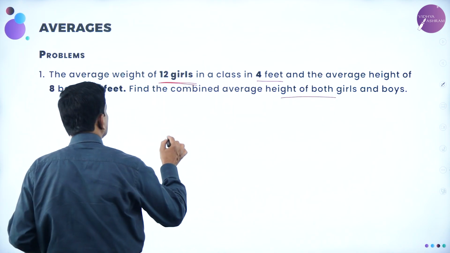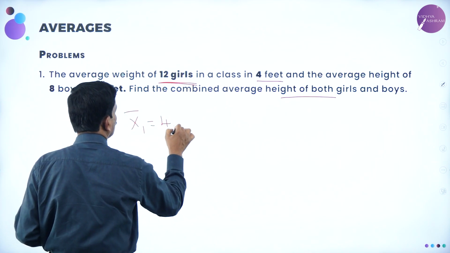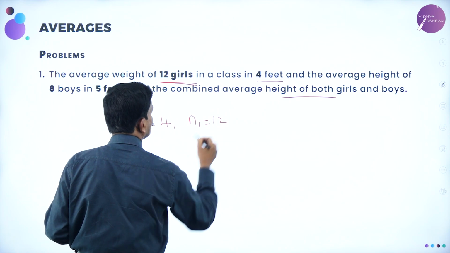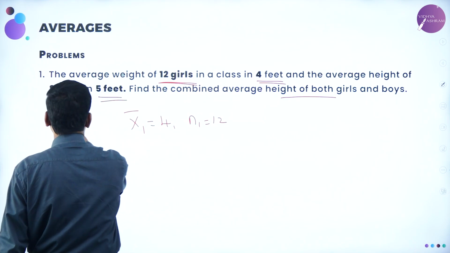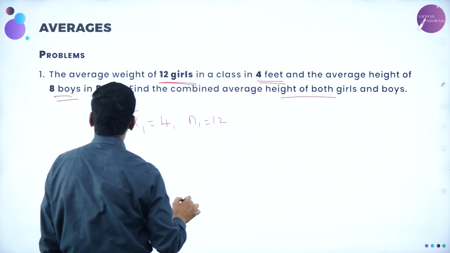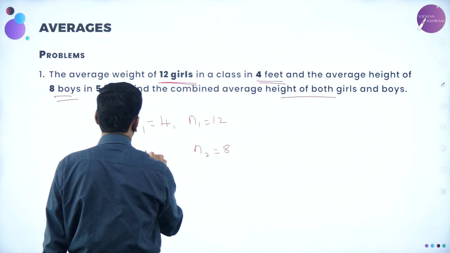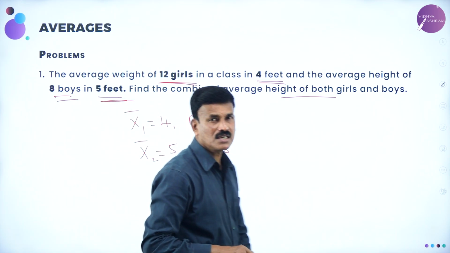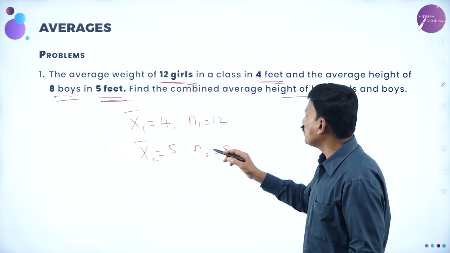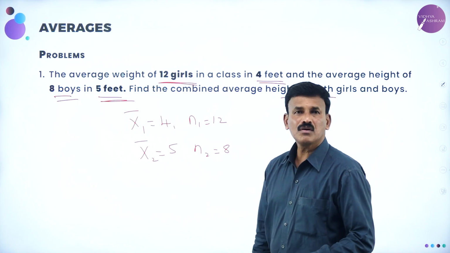Okay. Now, the average height of 12 girls: x1 bar is equal to 4, n1 is equal to 12 girls. For 8 boys the average is 5. So, how many boys are there? n2 is equal to 8 and the average x2 bar is equal to 5. This is the given concept. x1 bar is 4, n1 is 12, x2 bar is 5, n2 is 8. Now, what is the formula?